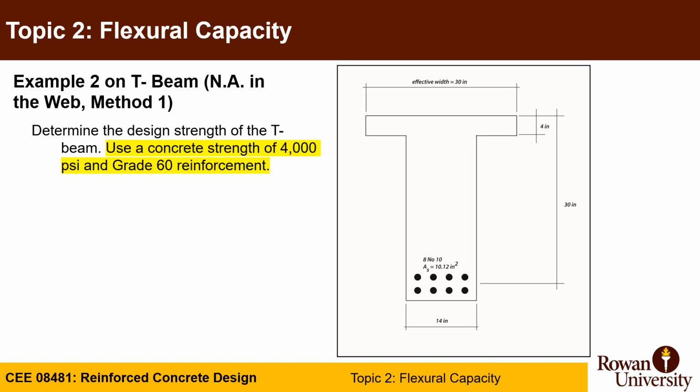We will have another example where we will deal with the neutral axis in the web. In this case, the effective width is 30 inches, so-called BF. HF is 4 inches. D is 30 inches. B web is 14 inches. And AS is number 10 bars, which will give you 10.12 inch square. F'c is 4,000. Fy is 60,000 psi or 60 ksi, grade 60.